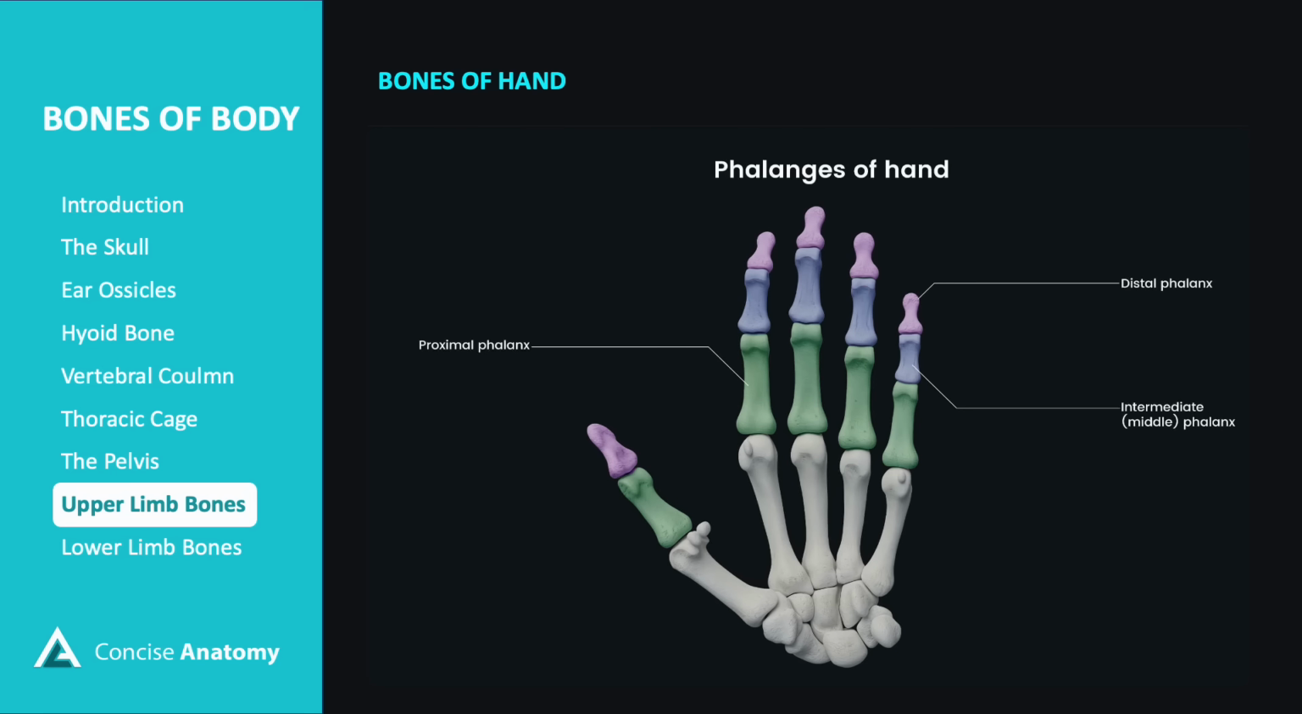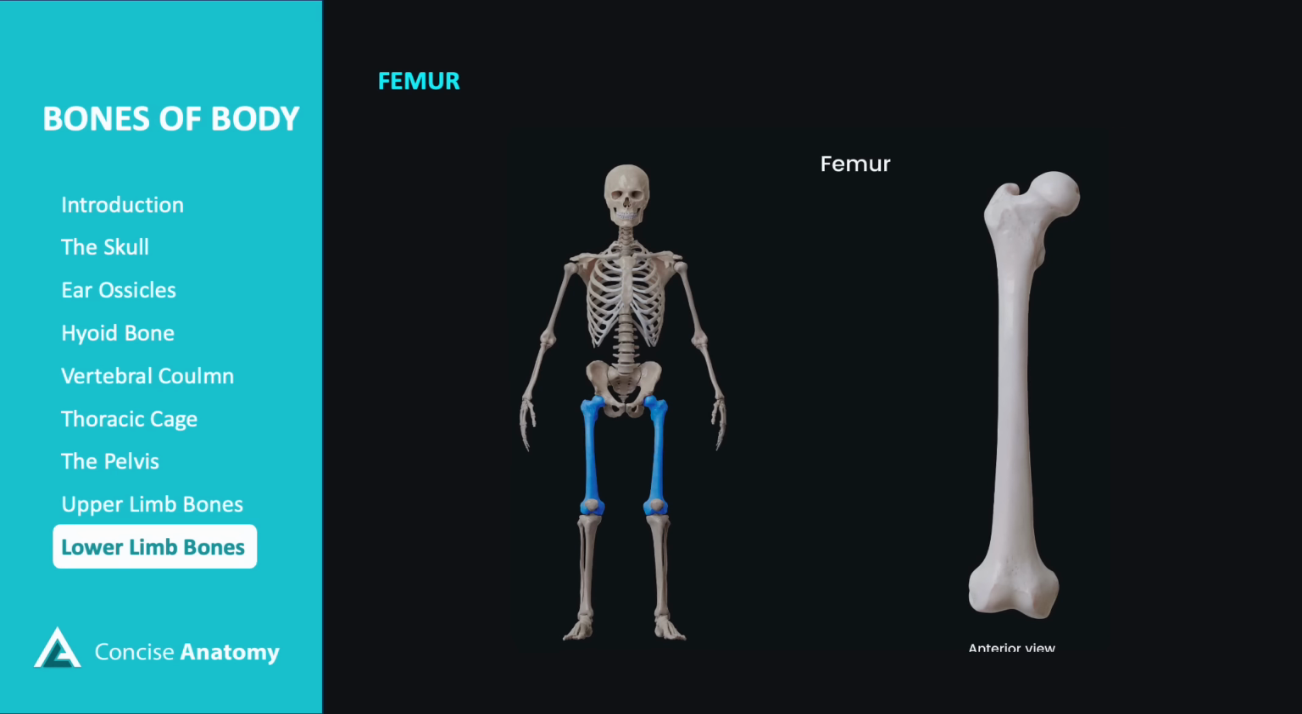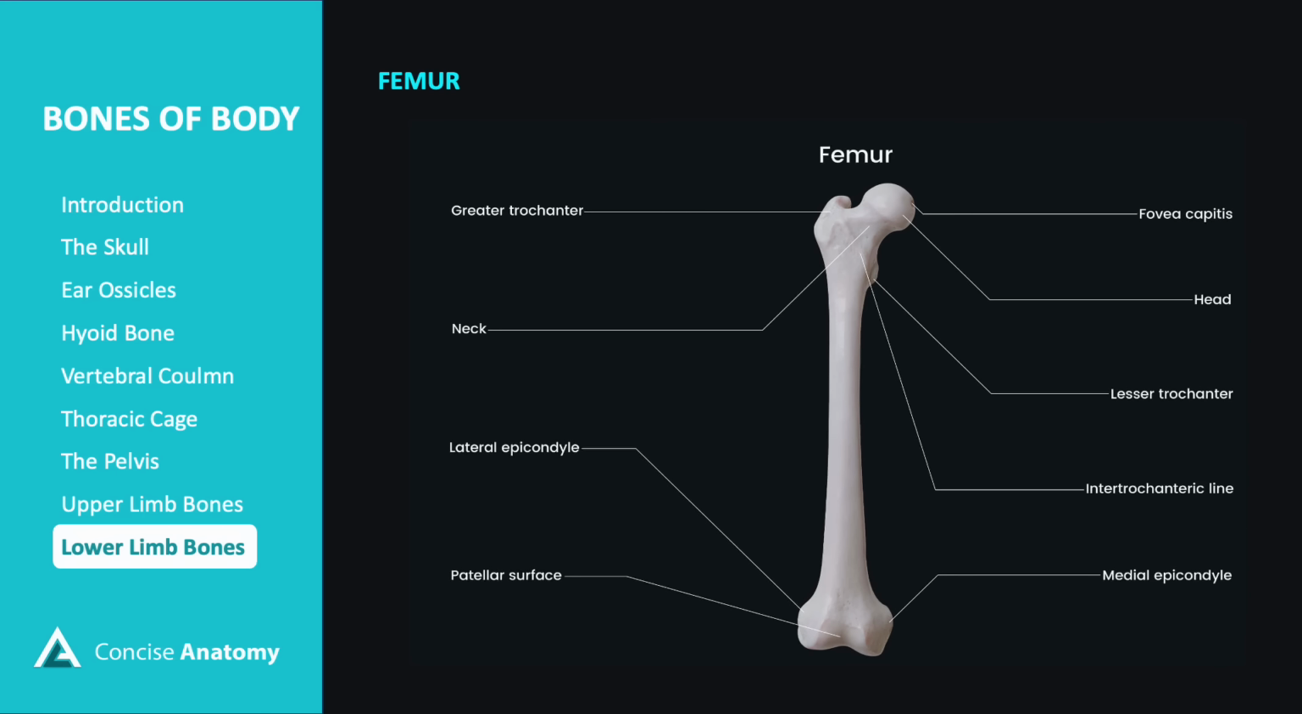proximal and distal. The bones of the lower limb include the femur, patella, tibia, fibula, tarsal bones, metatarsals, and phalanges, which collectively support body weight and enable movement. The femur is the longest and strongest bone in the body, located in the thigh, and connects the hip to the knee. It has a ball-shaped head that fits into the acetabulum of the pelvis, forming the hip joint, and its distal end articulates with the tibia and patella to form the knee joint.